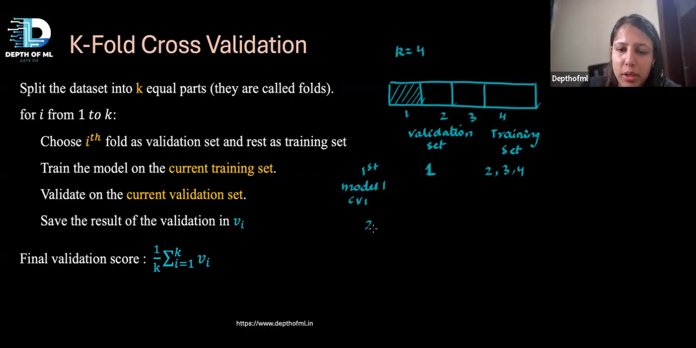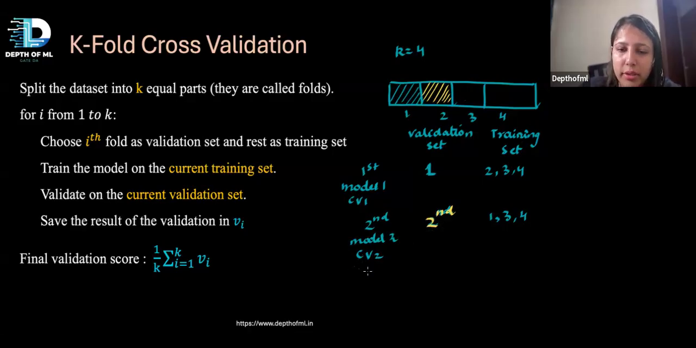Then you will train the second model where you will use the second split as this particular split. I'll color it differently. So you will use the second split for your validation, and the rest you will use for training. So you will use the 1st, 3rd, and 4th splits in your training. Then you will make a model 2 using this particular training data, and you will get some value CV2, which is your estimate of how this model is doing on the second split, right?